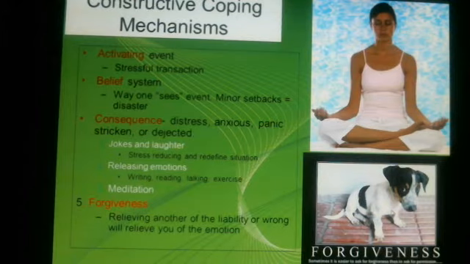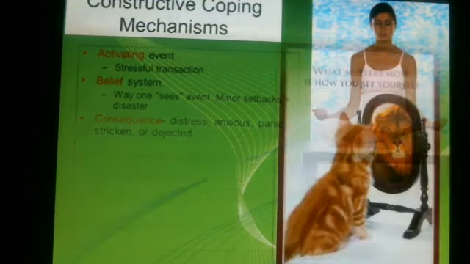Okay, the fifth one, as a little doggy here is trying to show you, is that sometimes forgiveness is the best way to go. Learning to relieve one's liability by learning to release the emotions is a very positive way to deal with your stress. Sometimes you just got to let things go and forgive either the person or the event or yourself for causing the stress being put upon you.